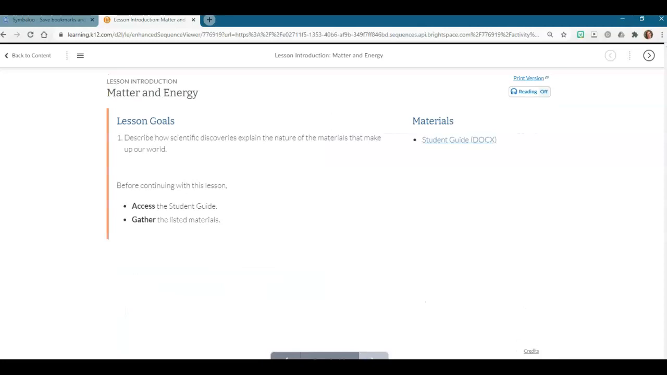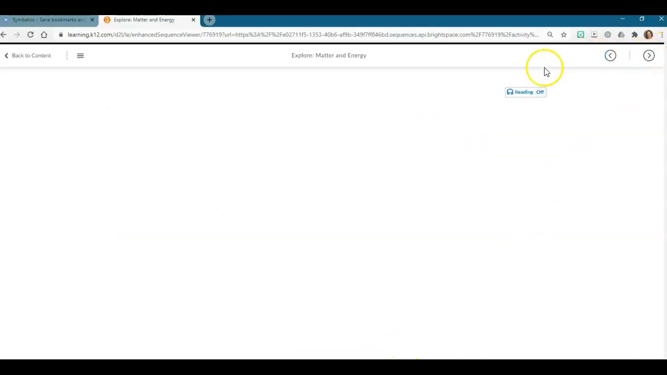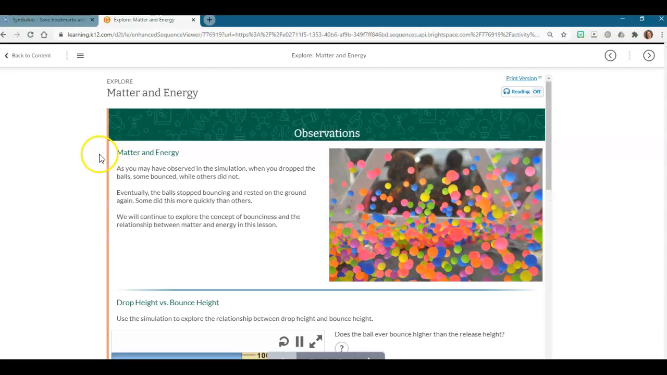All right, so our lesson goal today, we want to describe how scientific discoveries explain the nature of the materials that make up our world. All right, so we're moving into explore. This is the content that we need out of this lesson.